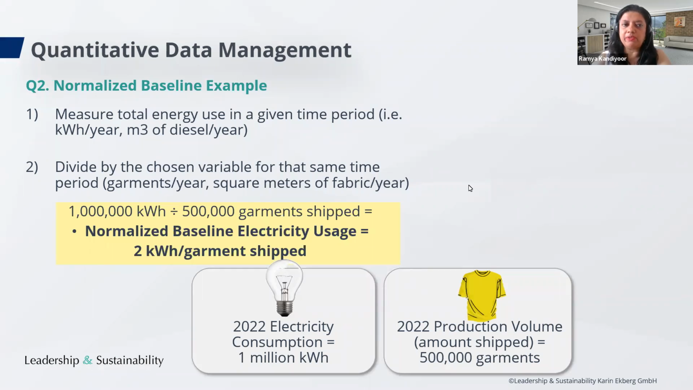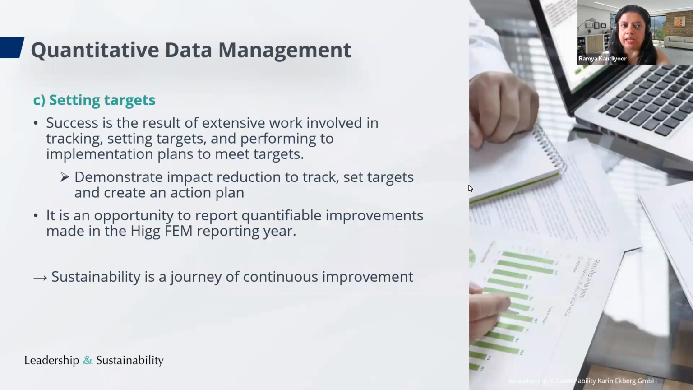So in this example, we have taken energy. So it is 1 million kilowatt hour divided by the production volume for that particular period, and that will give you your normalized figure, which you would require to maintain.